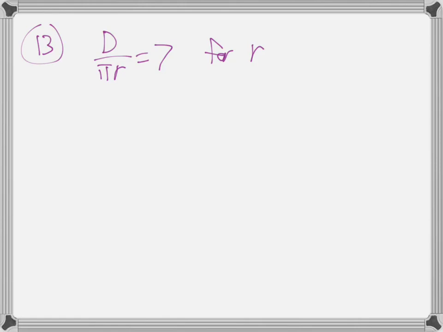Pi is just, don't put in the number. You don't need to put in 3.14. Just leave it as pi. It's just a Greek symbol, right? It's actually the letter P in the Greek alphabet. Whatever. Just treat it like a letter.